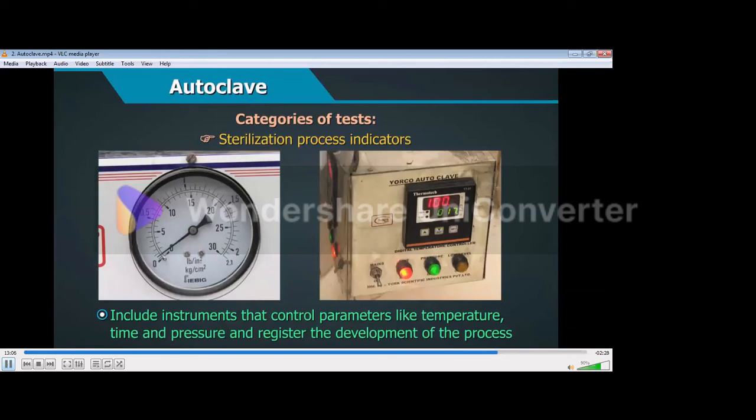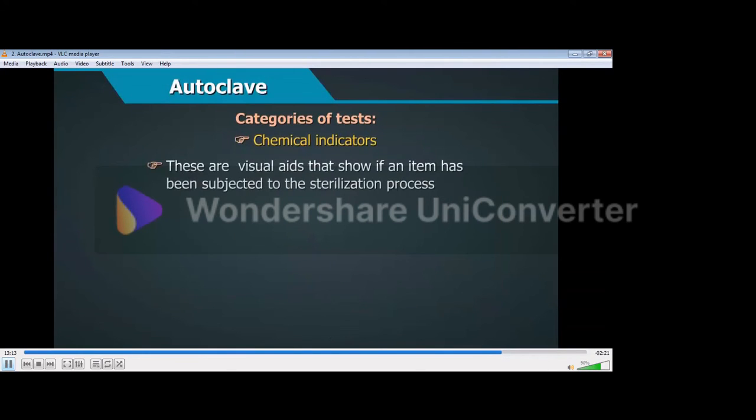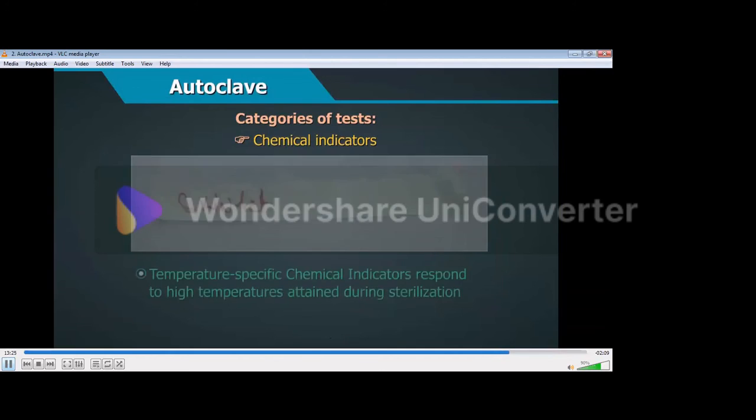and pressure and register the development of the process. Chemical indicators. These are visual aids that show if an item has been subjected to the sterilization process. They change color or state, that is solid state to liquid state, when exposed to conditions of sterilization.